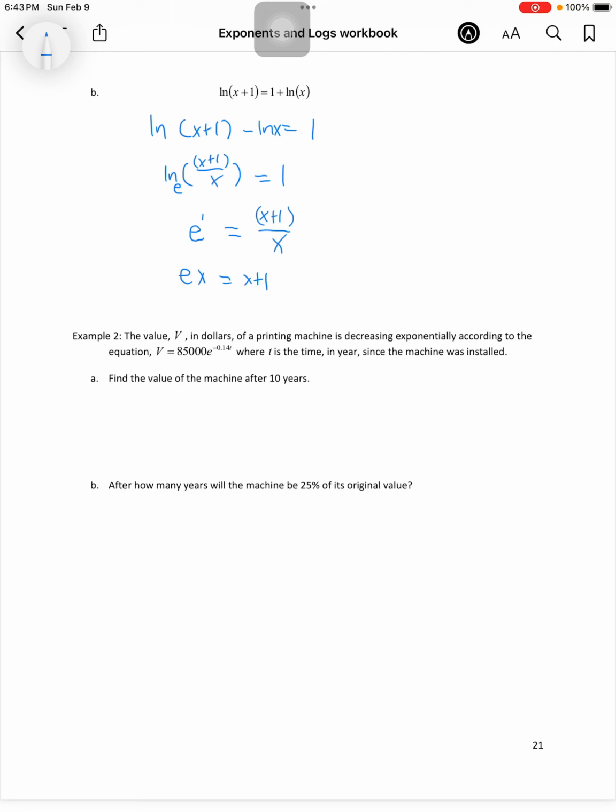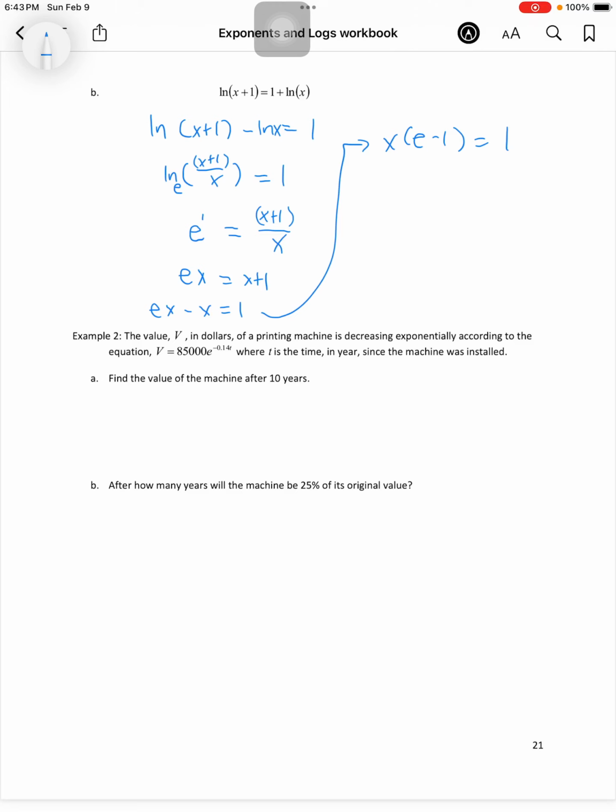And then now, we're just going to factor out x. Or wait, sorry, we're going to move all the x's to the left side. So we have ex minus x equals 1. So now we factor out the x, so x(e minus 1) equals 1.